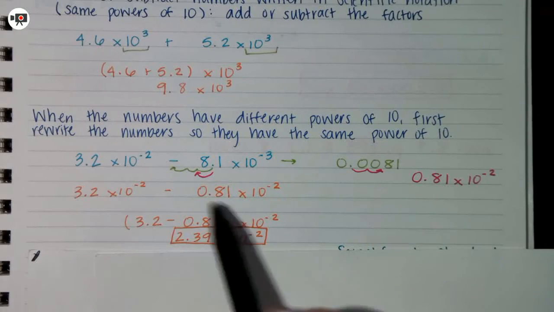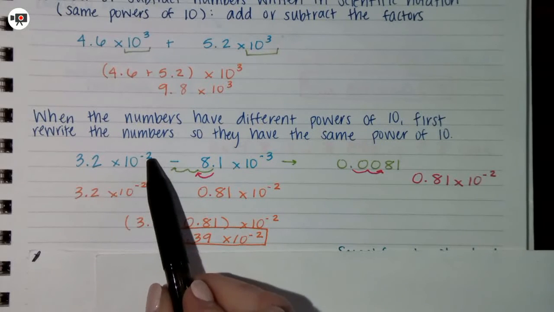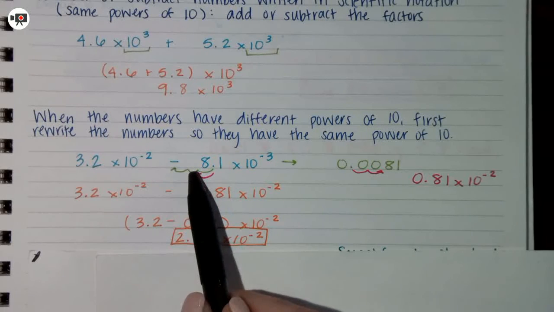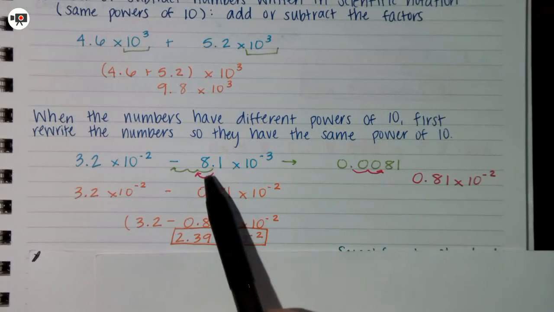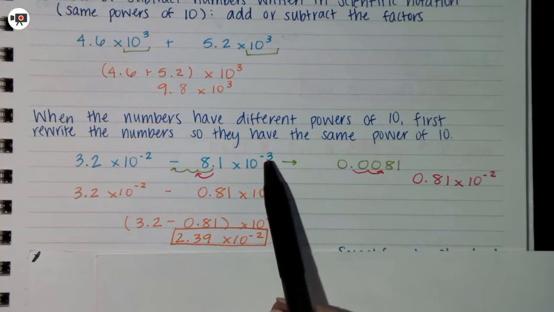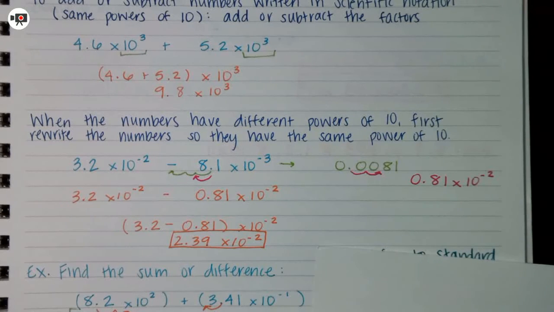Or you can say to go from a negative power of 3 to a negative power of 2, you just move your decimal once to the left. Moving your decimal to the left makes the power go positive. So now let's do a couple where we find the sum or difference.